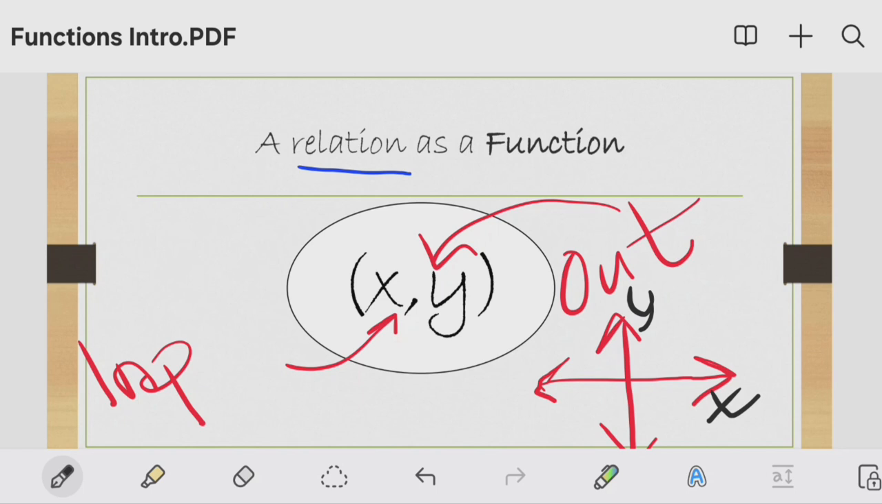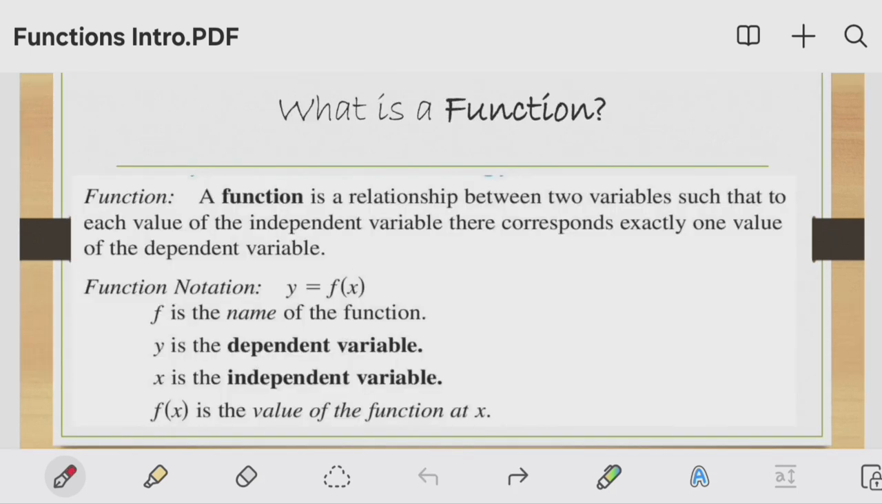Good job. Now let us get a bit technical, of course, and try to find out what a function is.